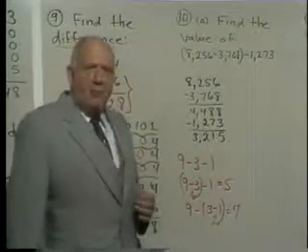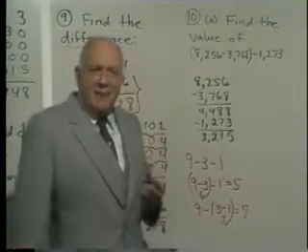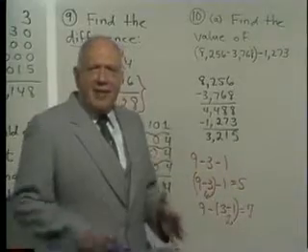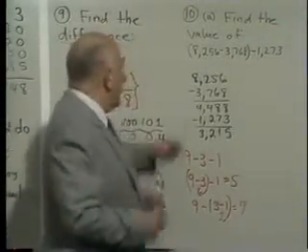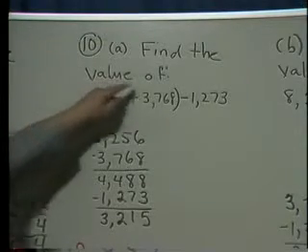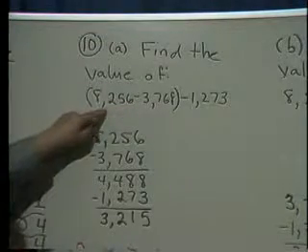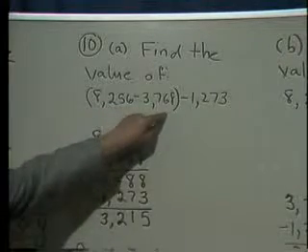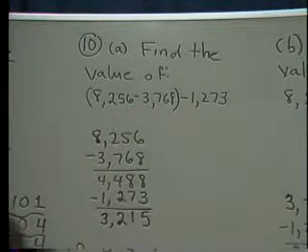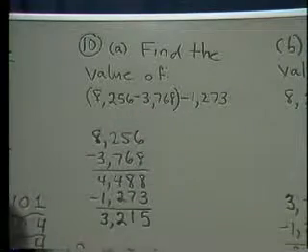And all I do in problem number 10 is give you the same principle, but to disguise it and elevate it a little bit more, I put in slightly bigger numbers. Problem number 10a says, find the value of (8,256 minus 3,768), then I pause, you see the voice inflection, minus 1,273.